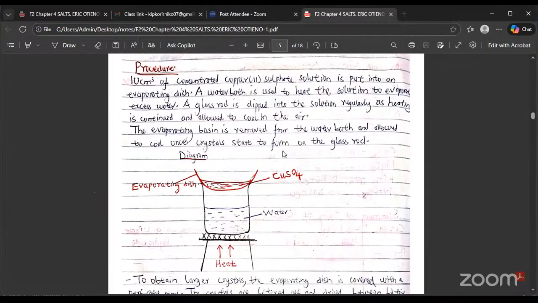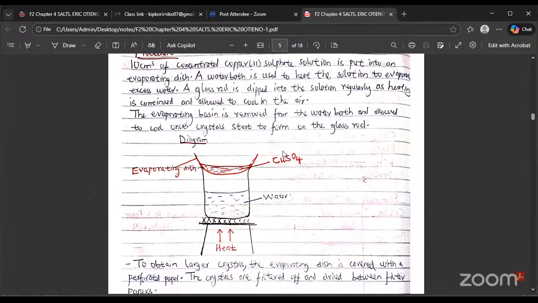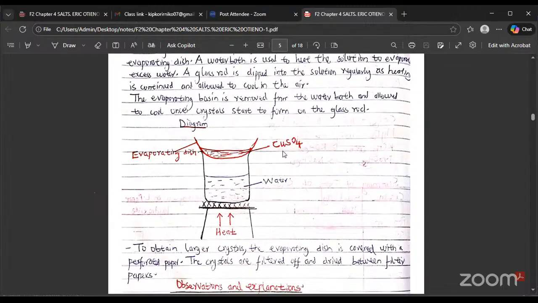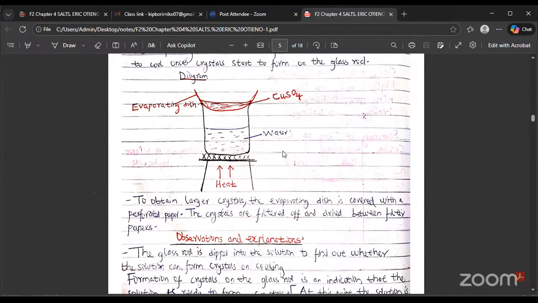To obtain larger crystals, it is covered with perforated paper. The crystals. So observations are very important. The observation is what they normally ask. What will be the observation? Maura, are you okay with me going that way? You just have to check the procedure and then I continue. Because I'm really interested in the observation.